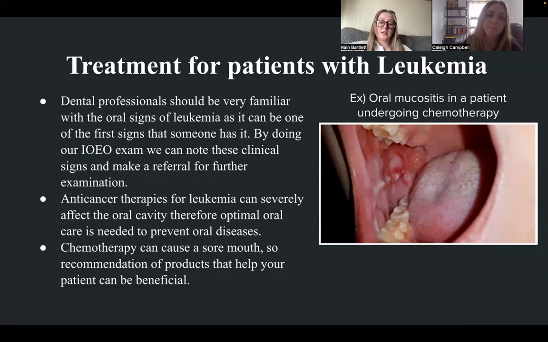Anti-cancer therapies for leukemia can severely affect the oral cavity. Therefore, optimal oral care is needed to prevent these oral diseases. And chemotherapy can cause a sore mouth, so recommending products that help your patient can be beneficial. So using a soft bristle toothbrush instead of a hard bristle toothbrush can decrease the bleeding, and also the patient's probably going to be in pain from the oral mucositis, so having that soft bristle toothbrush will reduce the pain. Also, I'm sure that using non-alcoholic rinses will be helpful too, just so it doesn't burn that sore in the mouth.